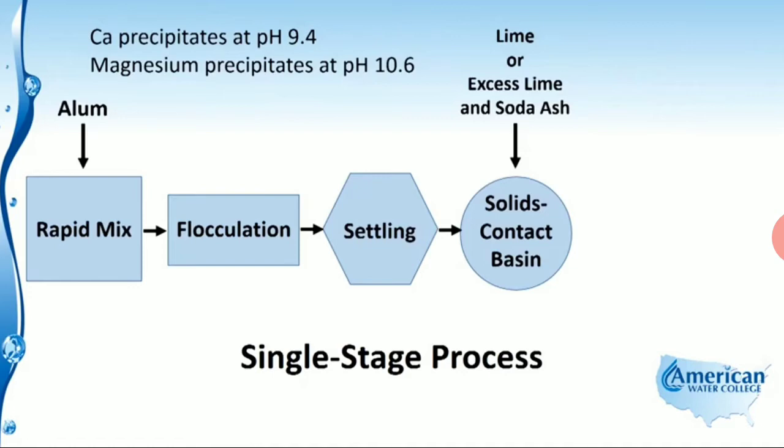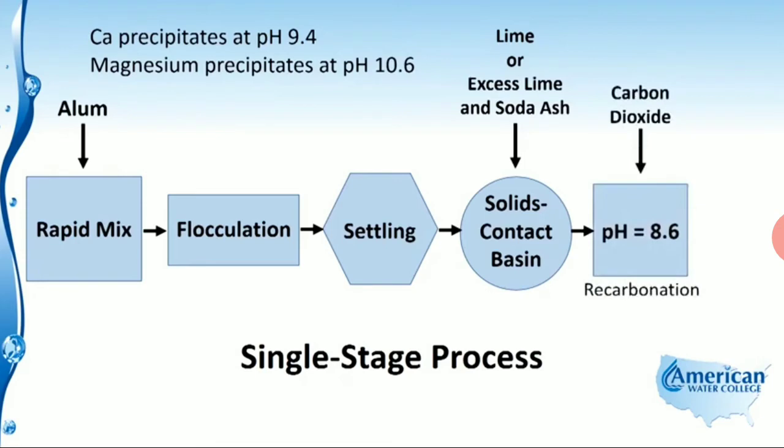Well, following the softening portion where we add the lime or the lime and soda ash, we have to bring the pH back down because high pH water would cause a problem with several things. One, the disinfection process, but two, it'll cause scaling in the distribution system. So we send it through what's called a recarbonation process, and that's where we add carbon dioxide to the water, and that brings the pH down to a range of 8.6, so it's more stable.